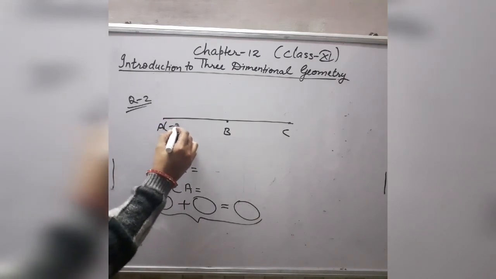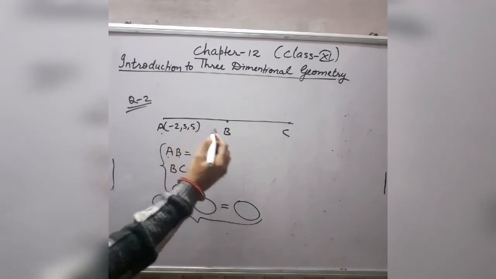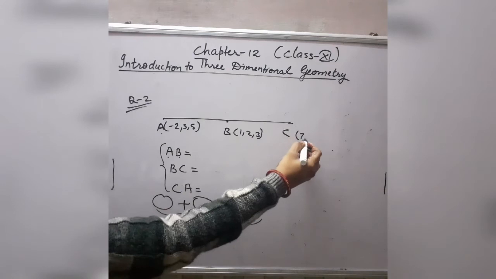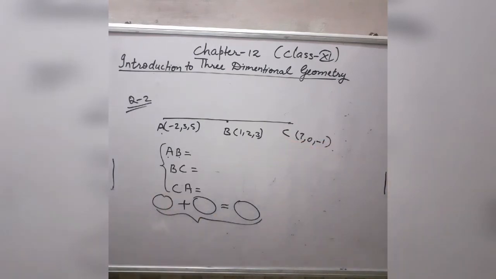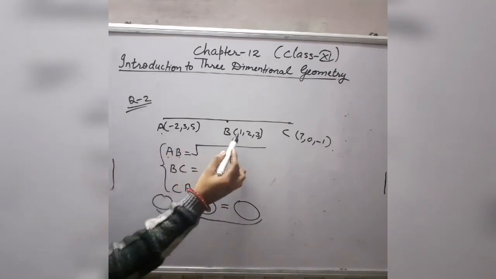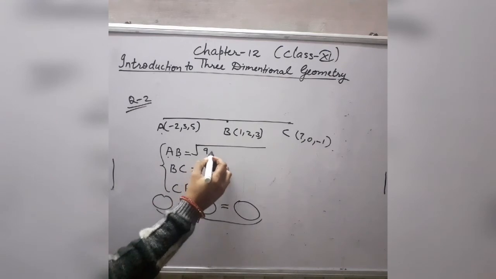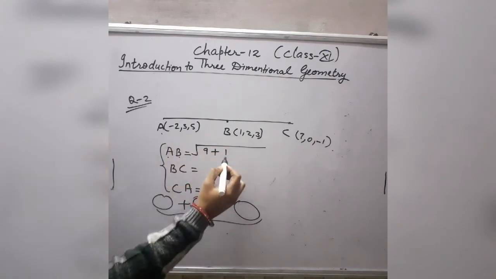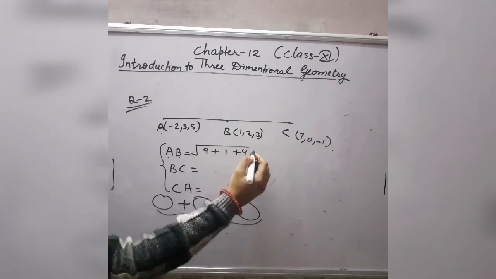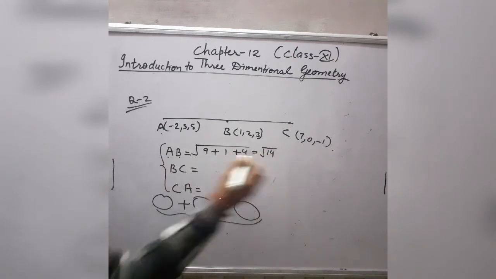Coordinates of the first point are minus 2, 3, 5. Second point is 1, 2, 3. Third point is 7, 0, minus 1. Now firstly we will find out distance AB. This AB distance is equal to: minus 2 minus 1 is minus 3, square of minus 3 is 9. 3 minus 2 is 1, square of 1 is 1. 5 minus 3 is 2, square of 2 is 4. So this is equal to root 14.